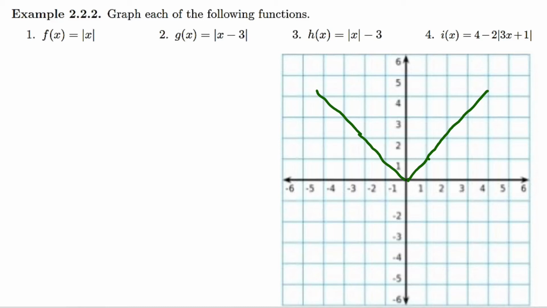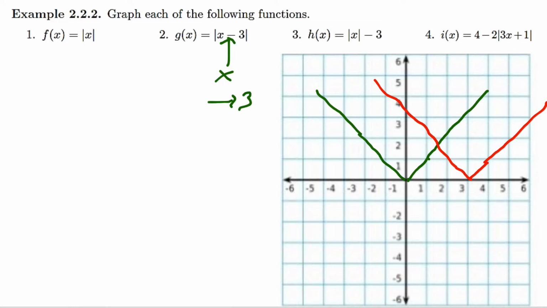All right, now we're going to translate a few of these. So this one over here has a translation on the inside, so that means it affects your x's. So if it's a negative on the inside, we're going to go right 3. So I'm going to move my entire graph to the right 3, and otherwise it's going to retain the same shape. Okay, so that's number 2.